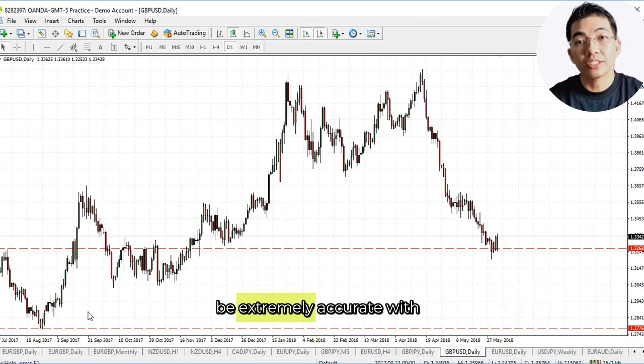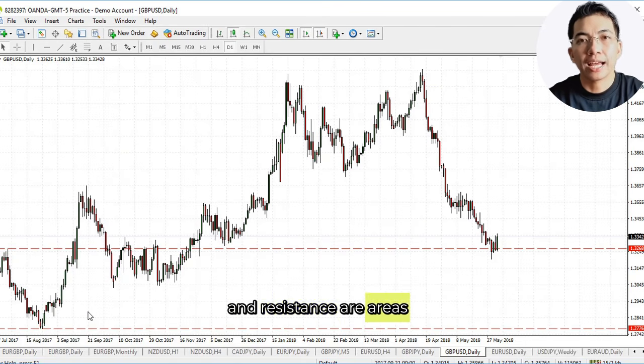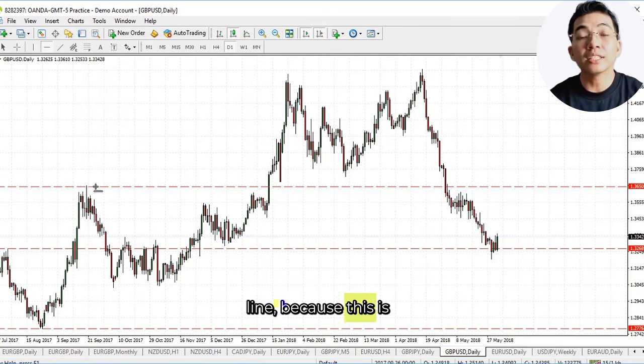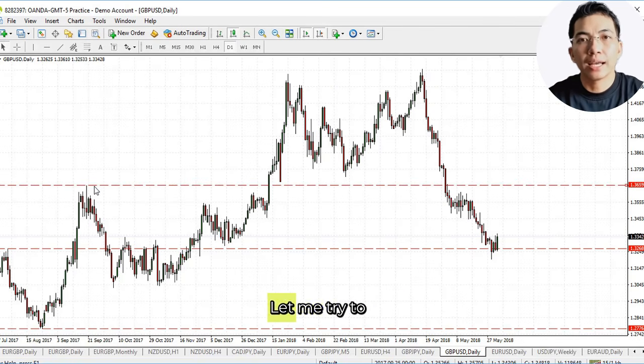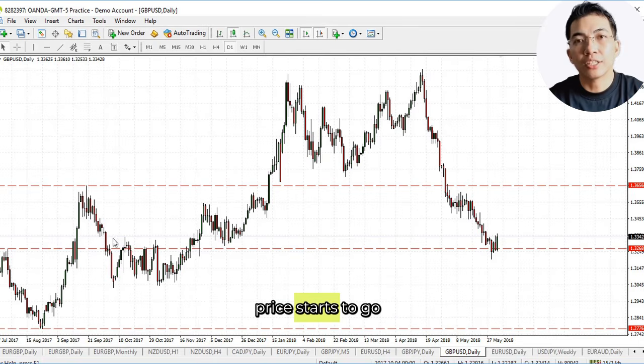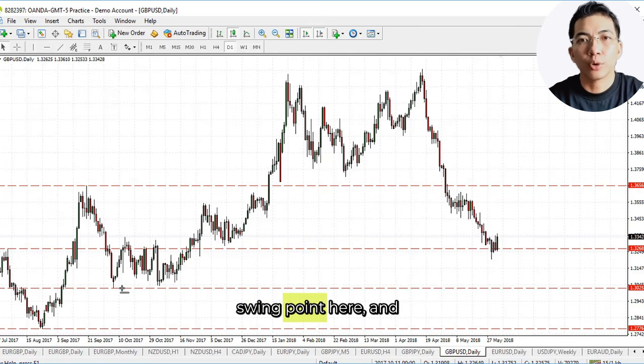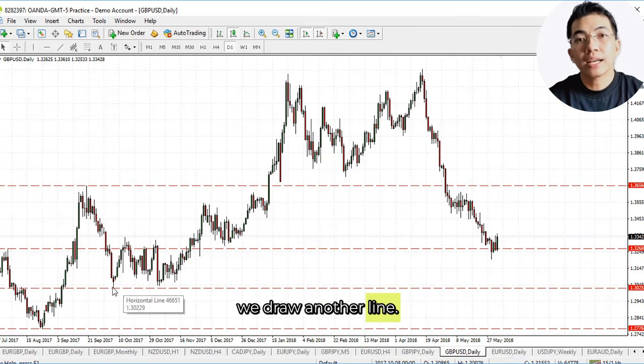You don't need to be extremely accurate with the lines because support and resistance are areas of price, they are not exact prices. Then the price goes up until here and I can draw another line because this is another turning point. Let me try to fix this. Okay. As you can see, after this level, the price starts to go down until it reaches this point and it changes direction again. So we have another swing point here and we draw another line.